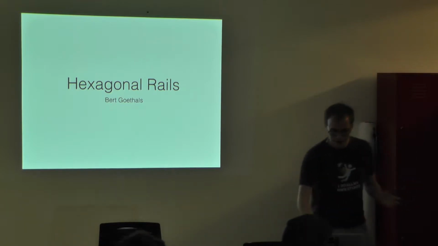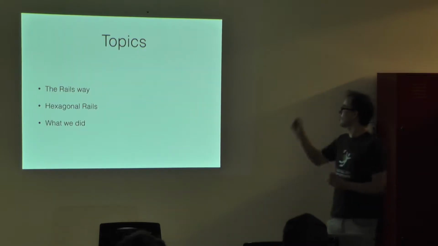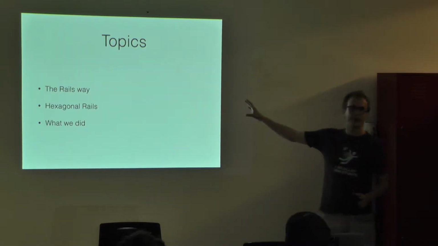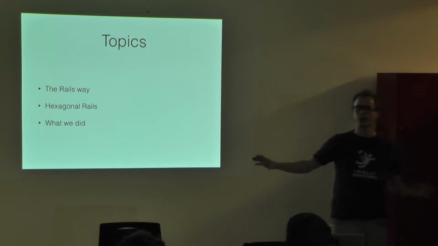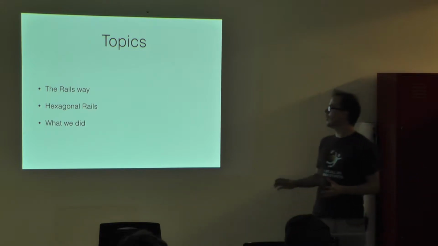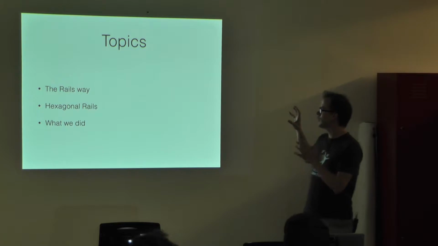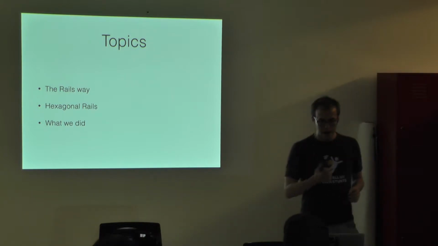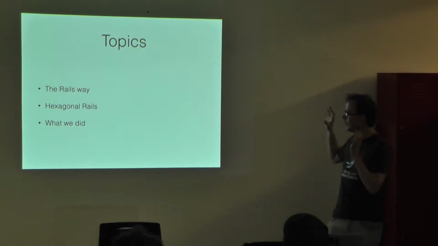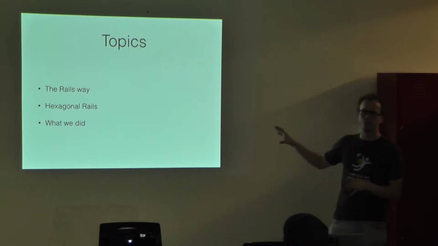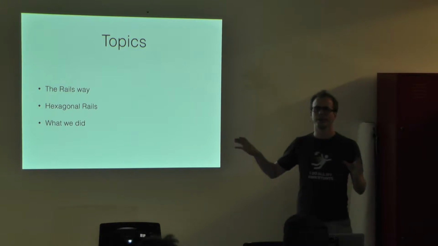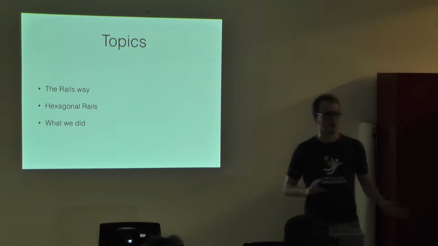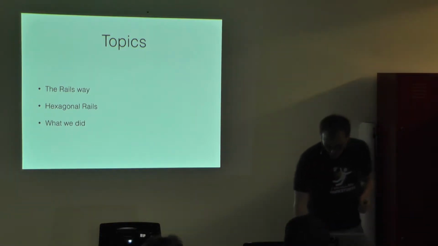So let's go. For the topics, I'm going to quickly recap the Rails way. I'm assuming that everybody knows kind of what the Rails way is. Then I'm going to explain a bit what hexagonal Rails is. And then I'm going to explain what we did, which is a hybrid, an approximation of both of them.